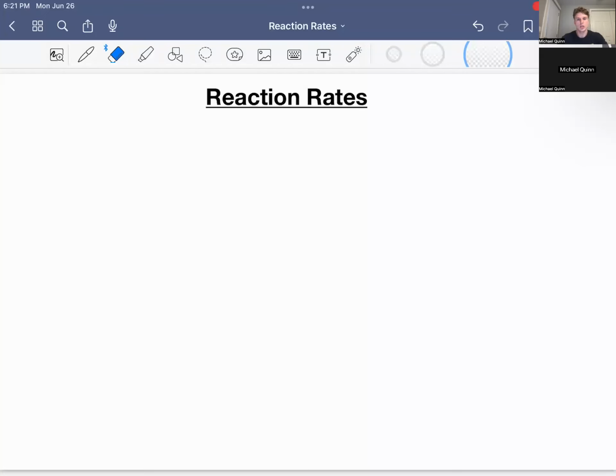Continuing on with our discussion of reaction rates, in this video, I'm going to be covering how to solve for the order of a particular reactant and the overall order of a reaction. So if we're given the reaction A plus B goes to C, in order to solve for the order of these reactants and the overall order of a reaction, the first thing we need to do is write our rate law.